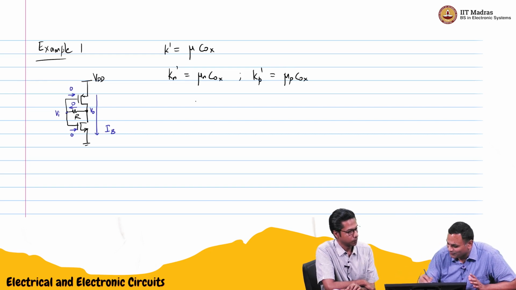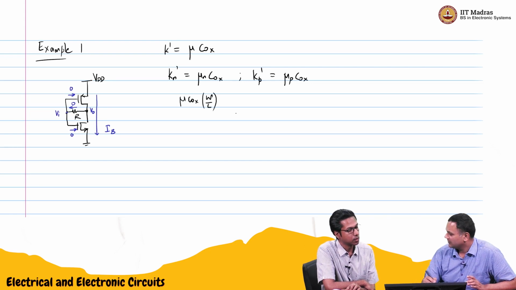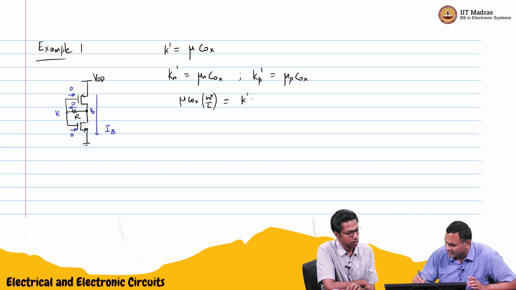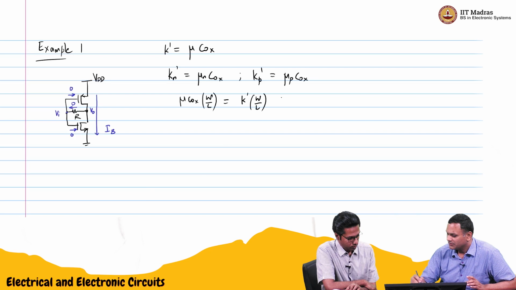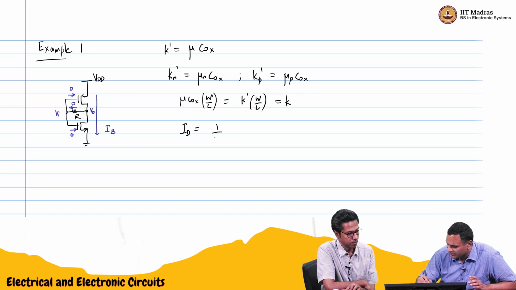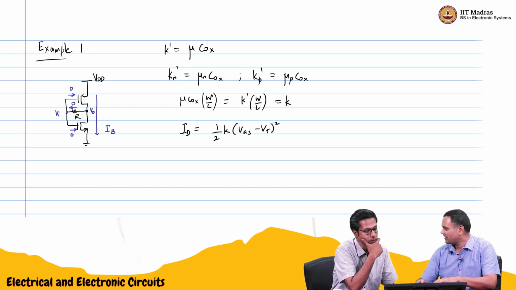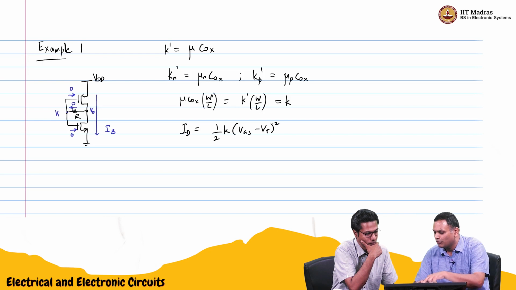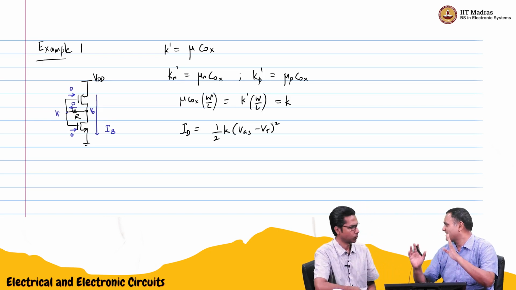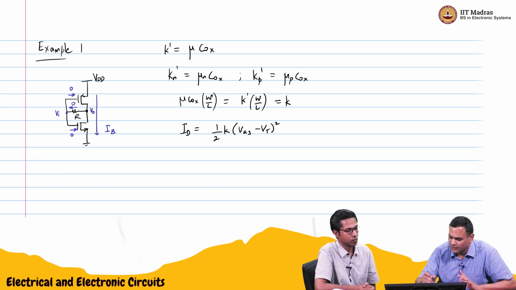And I think what we did was we said Kn is mu Cox W by L. This in their representation is K prime times W over L. We just replaced this with some K. So we basically said our representation is half K into VGS minus VT the whole square. This is the representation we have used. K prime times W over L is K. A lot of textbooks might give it as K prime. Students should understand. This is just for their reference.